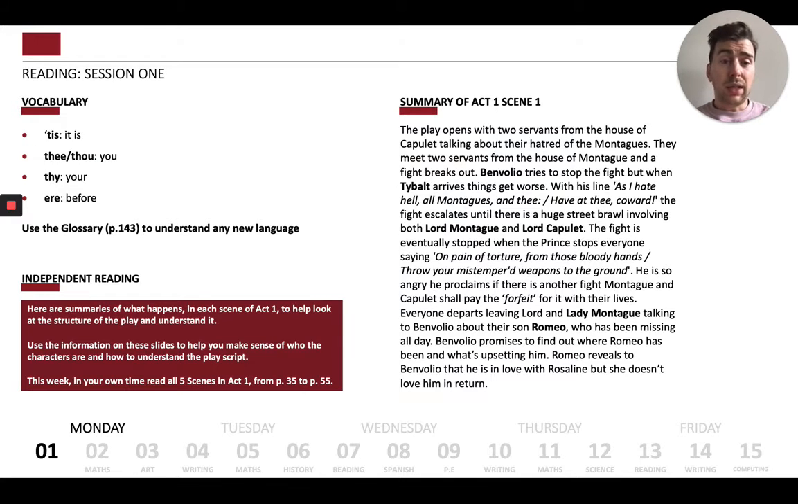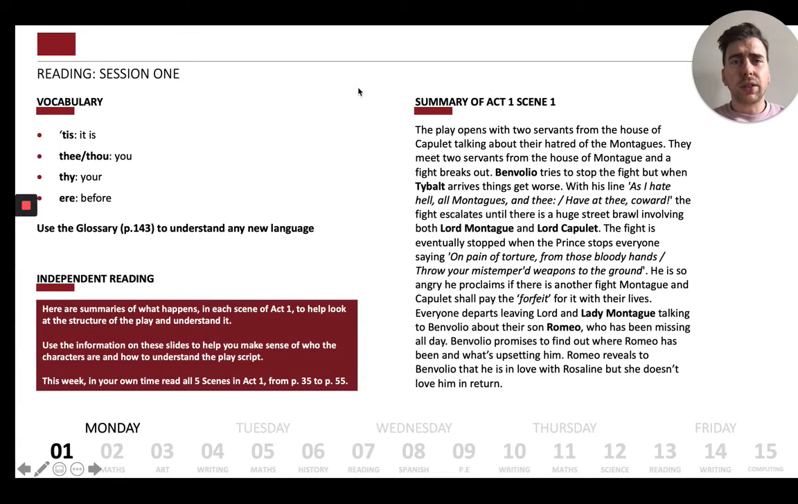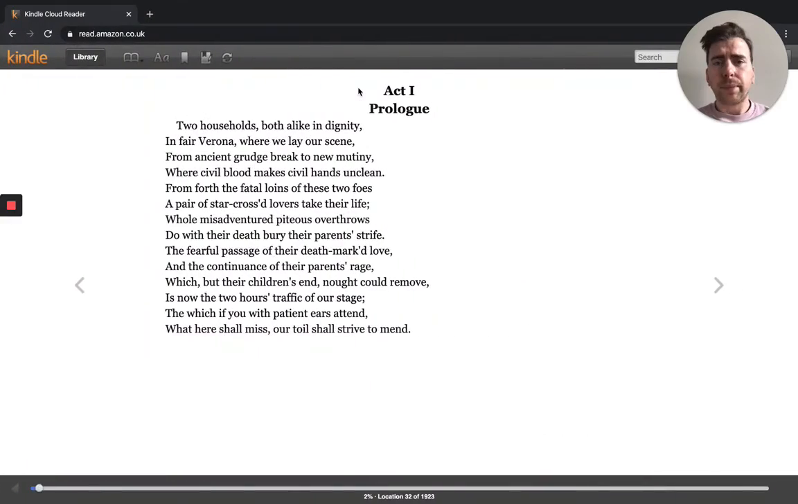Everyone departs, leaving Lord and Lady Montague talking to Benvolio, their nephew, about their son Romeo, who's been missing all day. And Benvolio promises to find out where Romeo has been and what's upsetting him. Romeo reveals to Benvolio that he is in love with Rosaline, but she doesn't love him in return. So let's have a look now at how that comes across in the play.